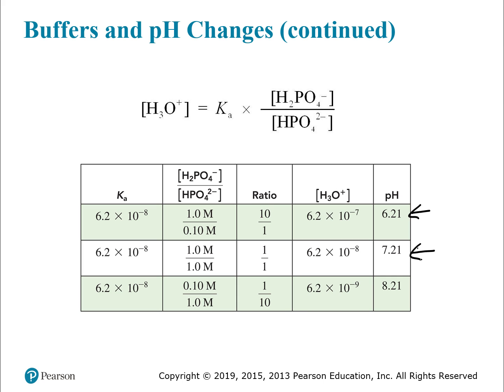If we were to then have the ratio be 1 to 10, where there's 10 times more of the conjugate base, then we again increase our pH by 1 unit to 8. So changing this ratio has a drastic effect on the amount of hydronium, which means it has a drastic effect on the pH.